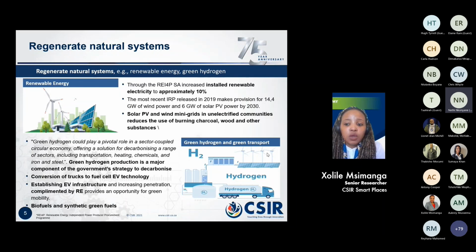Undeniably, green hydrogen could play a pivotal role in a sector-coupled circular economy, offering a solution for decarbonizing a range of sectors, including transport, heating, chemicals, and iron and steel. Green hydrogen production is a major component of the government's strategy to decarbonize. Conversion of trucks to EV fuel cell technology will reduce the consumption of diesel significantly and establish further demand for hydrogen. Biofuels and synthetic green fuels can also be pursued. For example, sustainable aviation fuel for air transport.